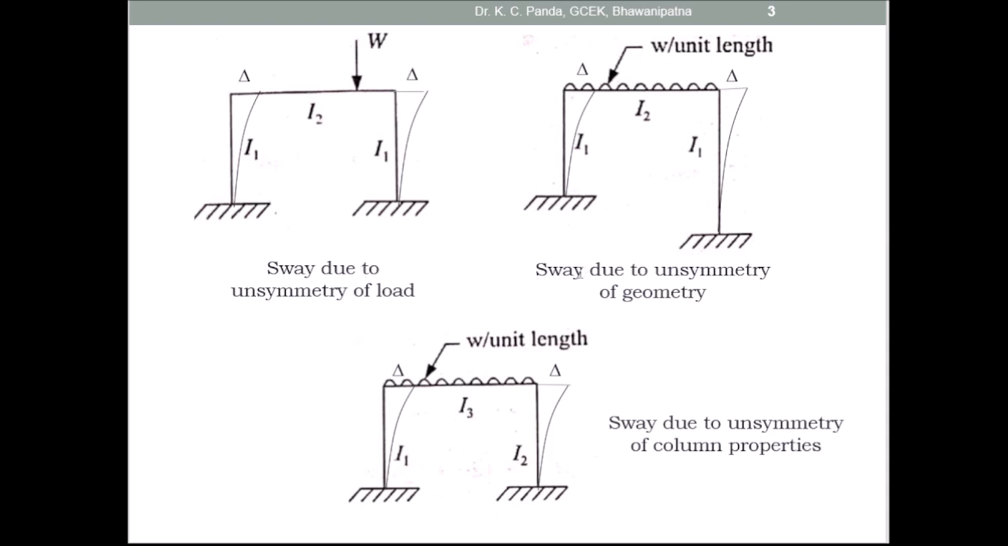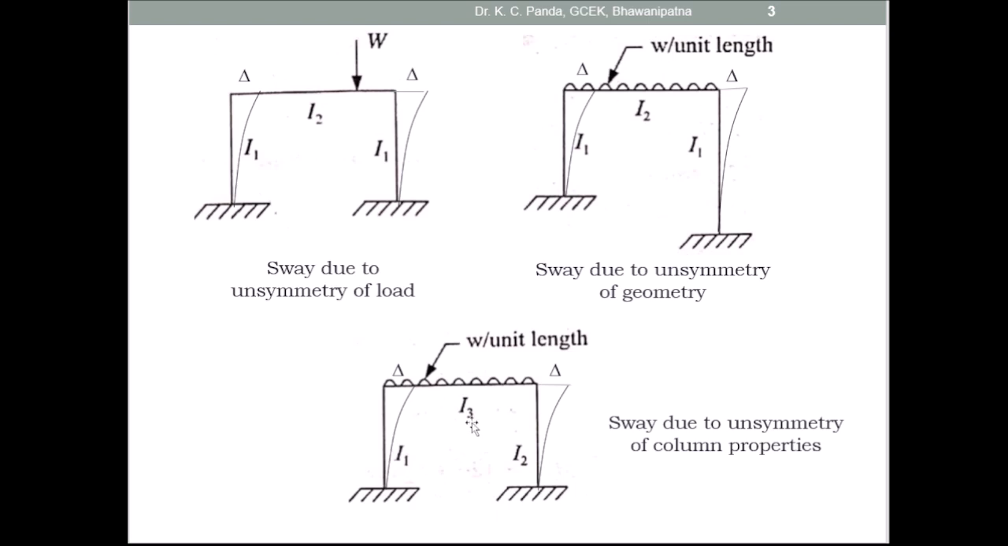Here the sway takes place due to unsymmetry of the geometry. The heights of the two vertical members are different. So due to this unsymmetry of geometry, the sway of the frame takes place. The sway amount is delta and delta. So this is an example of a sway frame due to unsymmetry of geometry.